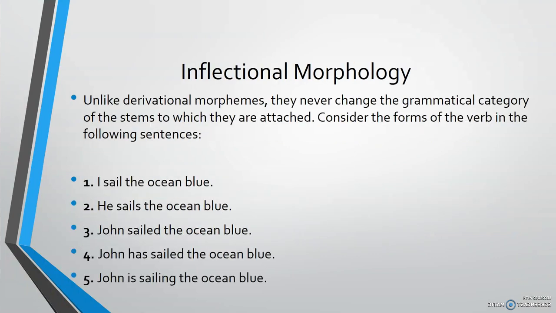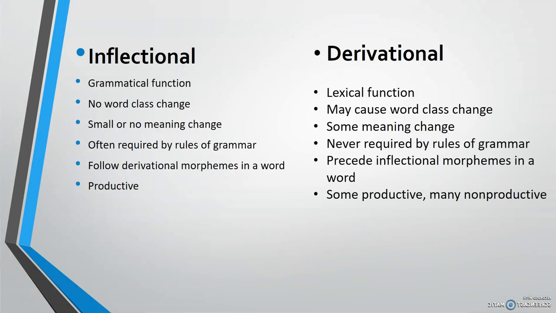We have inflectional morphology. Unlike derivational morphemes, they never change the grammatical category of the stems to which they are attached. Consider the forms of the verb in the following sentences. I sailed the ocean blue. He sails the ocean blue. John sailed the ocean blue. John has sailed the ocean blue. John is sailing the ocean blue. It always has the same meaning of the word, just changing the aspect of the word, but it's still the same. It doesn't create another word.